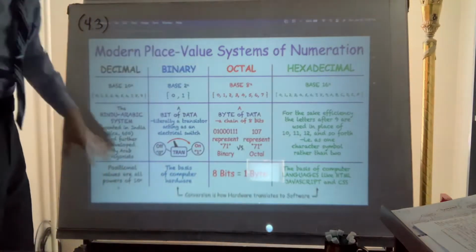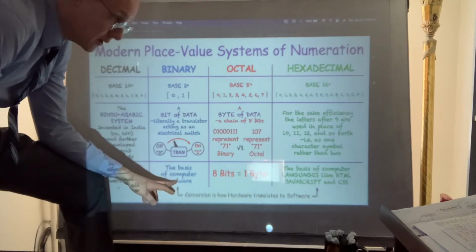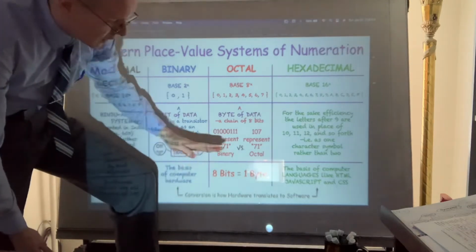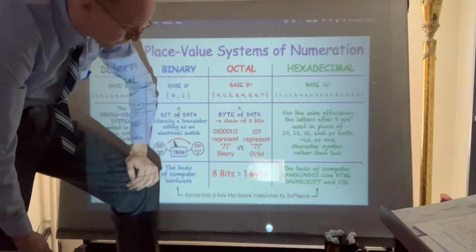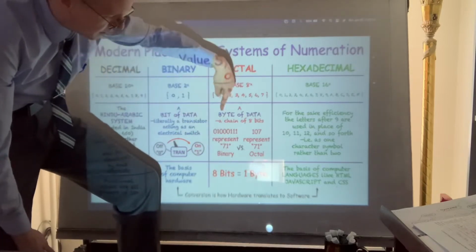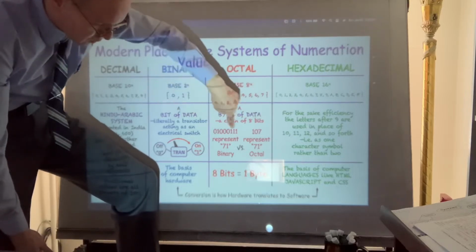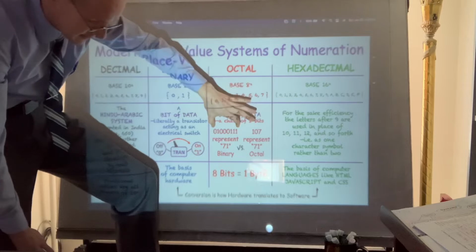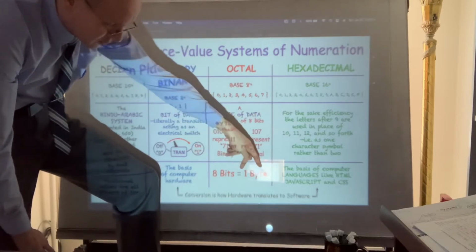Binary is the basis of computer hardware again. And the intermediary would be the octal system. A byte of data is, again, a chain of bits, so a chain of zeros and ones. That's a whole byte right there. And 8 bits would equal 1 byte, just for reference.